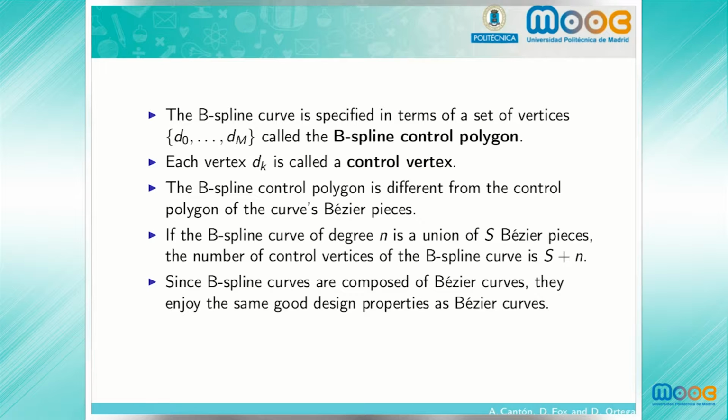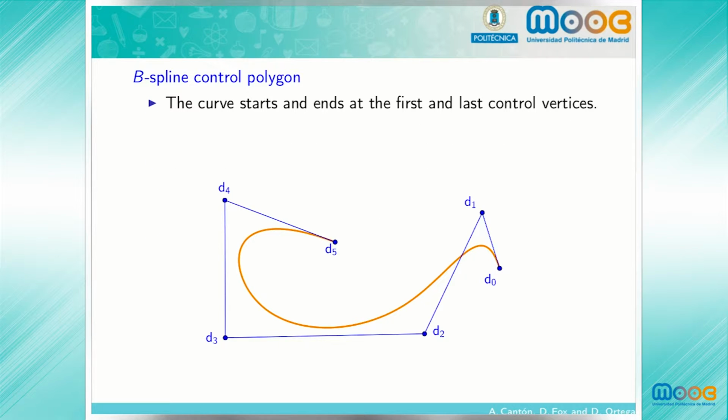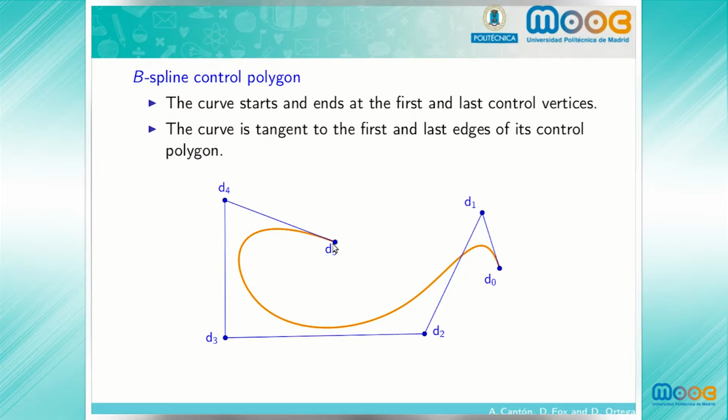Since B-spline curves are composed of Bezier curves, they enjoy the same good design properties as Bezier curves. We will see some of these. Role of the control polygon. As in the Bezier curves, the B-spline curve starts at the first vertex of its control polygon and ends at the last vertex of the control polygon. It is also tangent at the first vertex to the first edge of the control polygon and at the last vertex to the last edge of its control polygon.